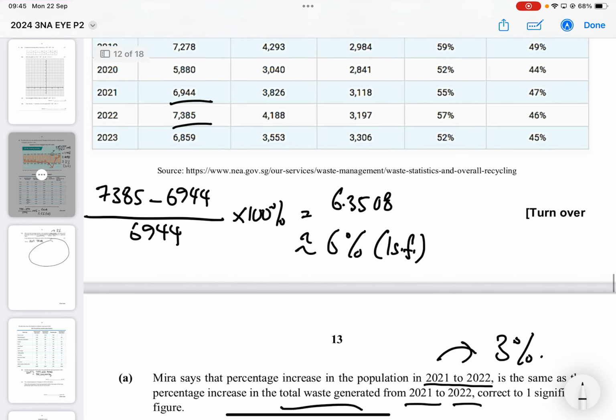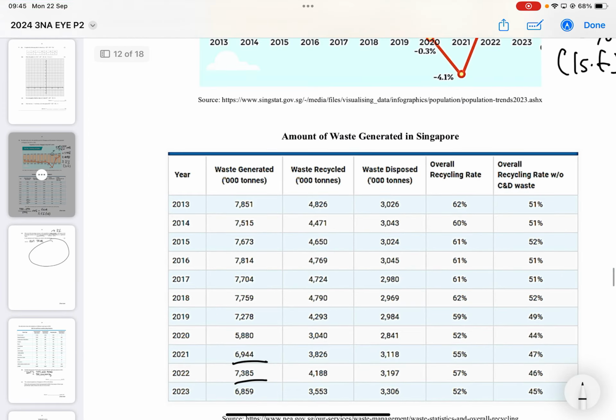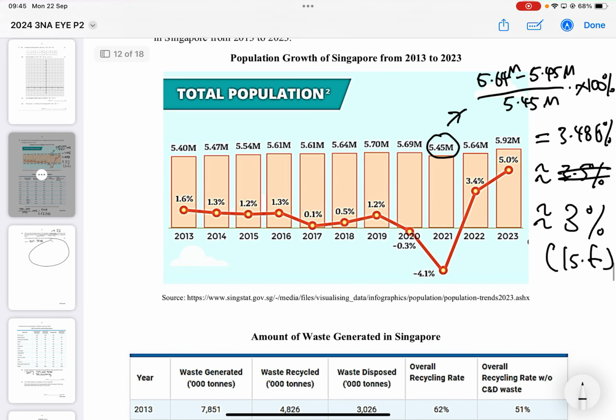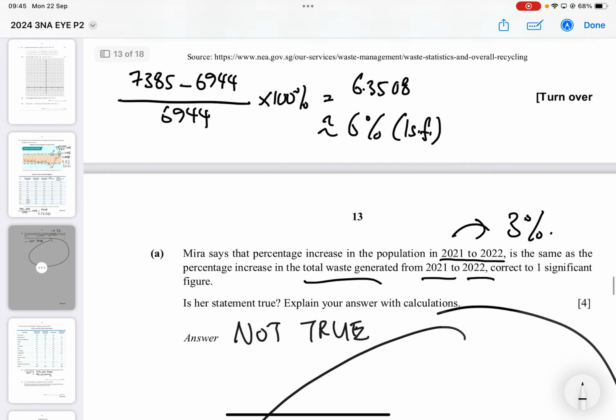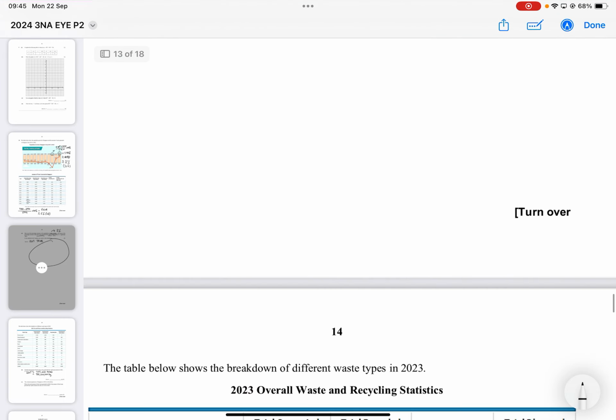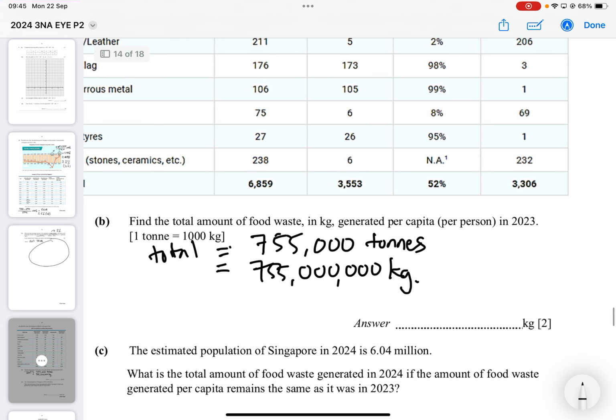They tell us, 2023 got how much population? So, in 2023, altogether in Singapore got 5.92 million people. These 5.92 million people generated this amount of food waste.